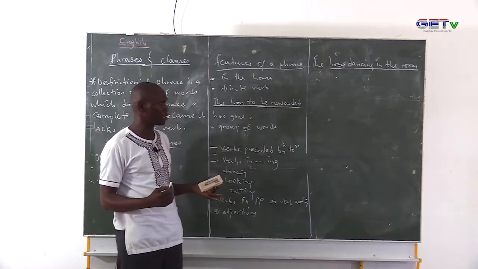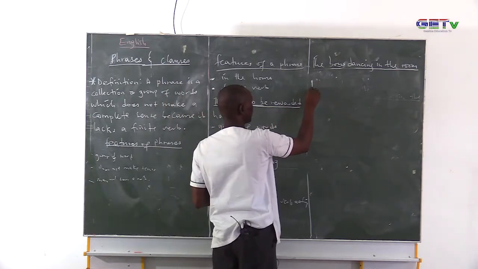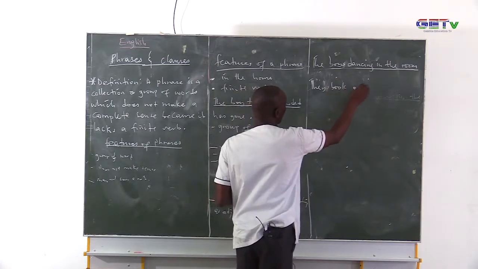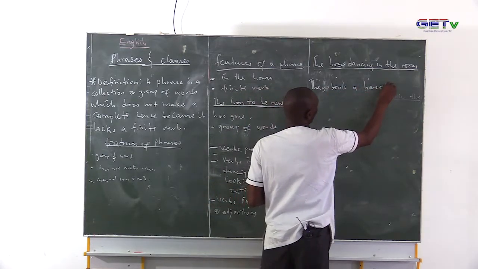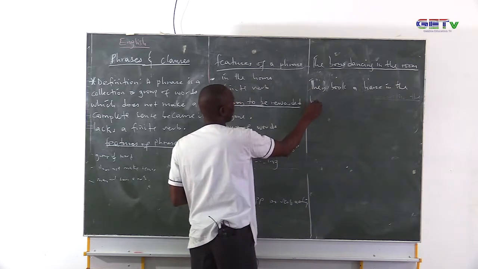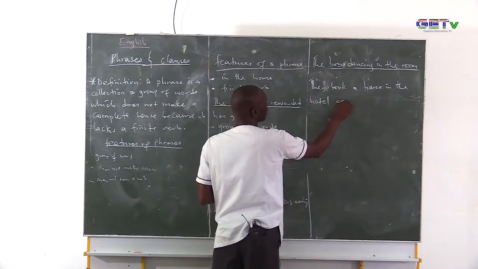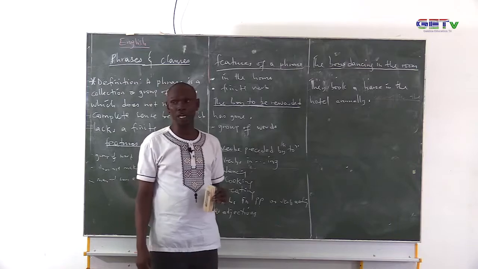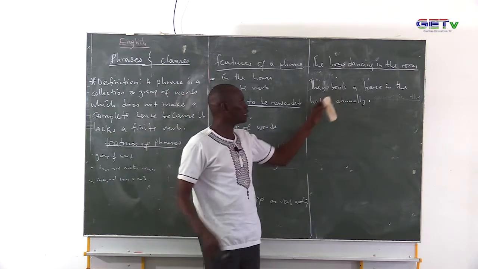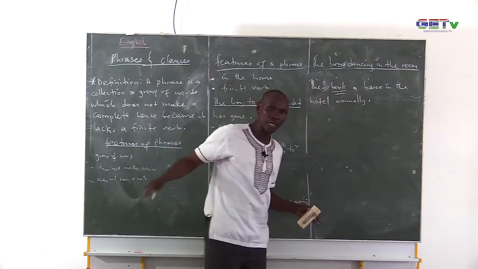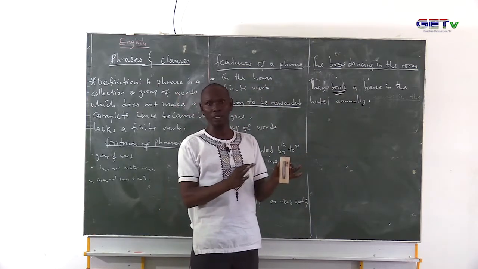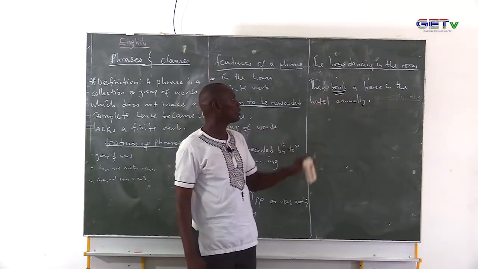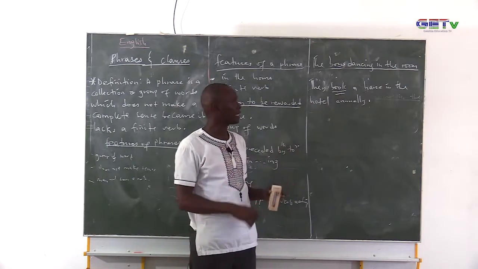If I say, for instance, they book a house in the hotel annually. Now, assuming this is an example given, they book a house in the hotel annually. By looking at the word book in this context, it's not acting as a noun. That's the role it plays. Here it is an action word. So it is acting as a verb, because this book can change if you change the subject, can change if you change the time.